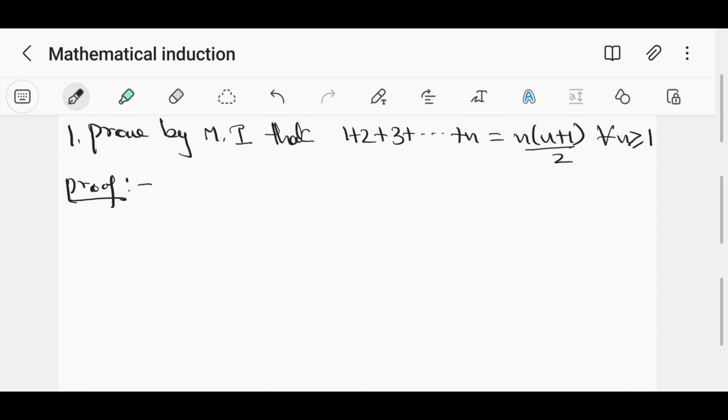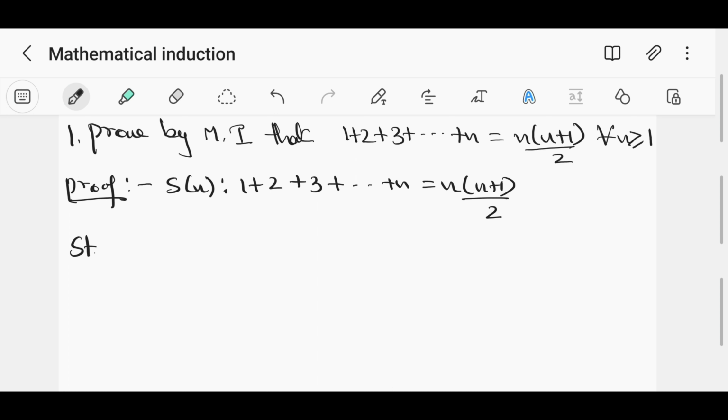The first problem is to prove by mathematical induction that 1 plus 2 plus 3 plus so on plus n, which is equal to n into n plus 1 by 2, is true for all n greater than or equal to 1. So this is nothing but the sum of natural numbers. Let's see how to prove this statement. So we have the statement S of n given to us, that is 1 plus 2 plus 3 plus so on plus n is equal to n into n plus 1 by 2. This is the statement given to us.